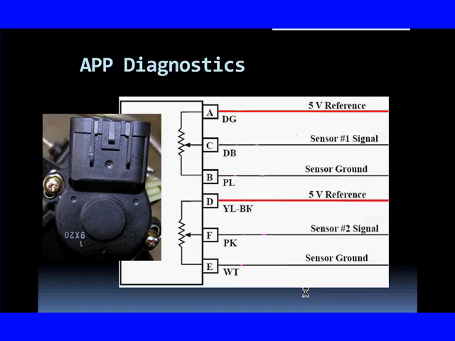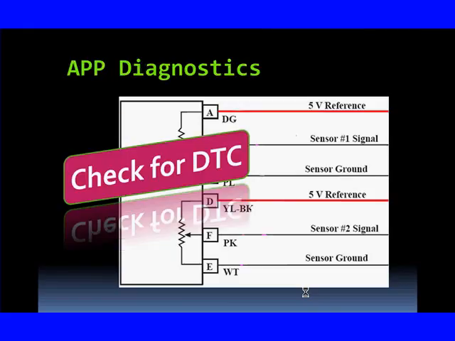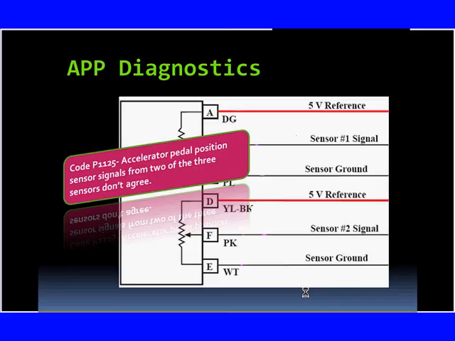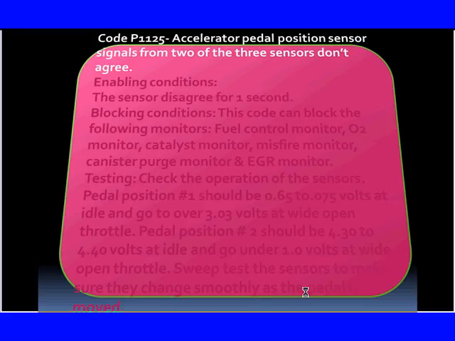Let's look at some other things and what might be happening and how we have to diagnose it. Back to our original drawing. We gave you earlier two sensors, and we showed you the theoretical thing. The first and foremost thing is to check for trouble codes. Diagnostic trouble codes can help us greatly. We're going to use a P1125: accelerator position sensors, two of the three signals don't agree.